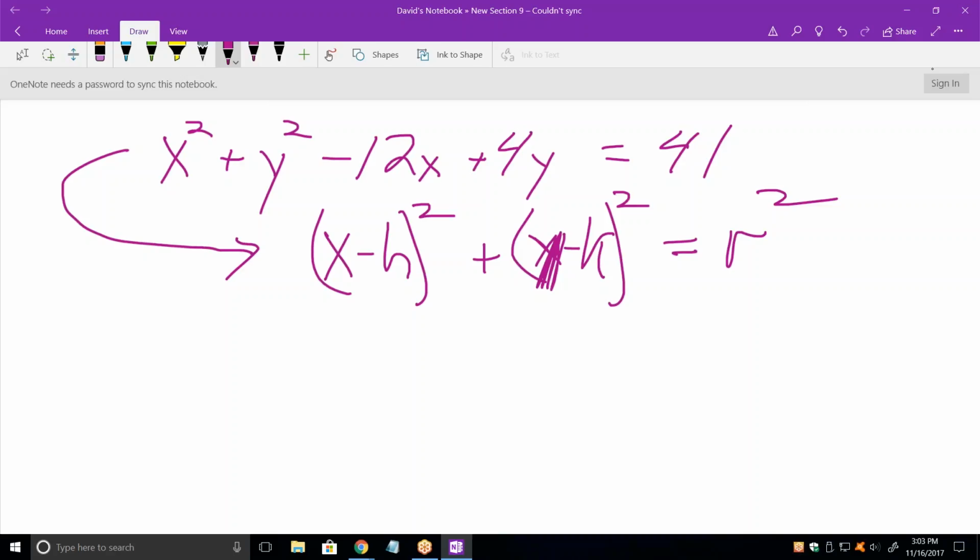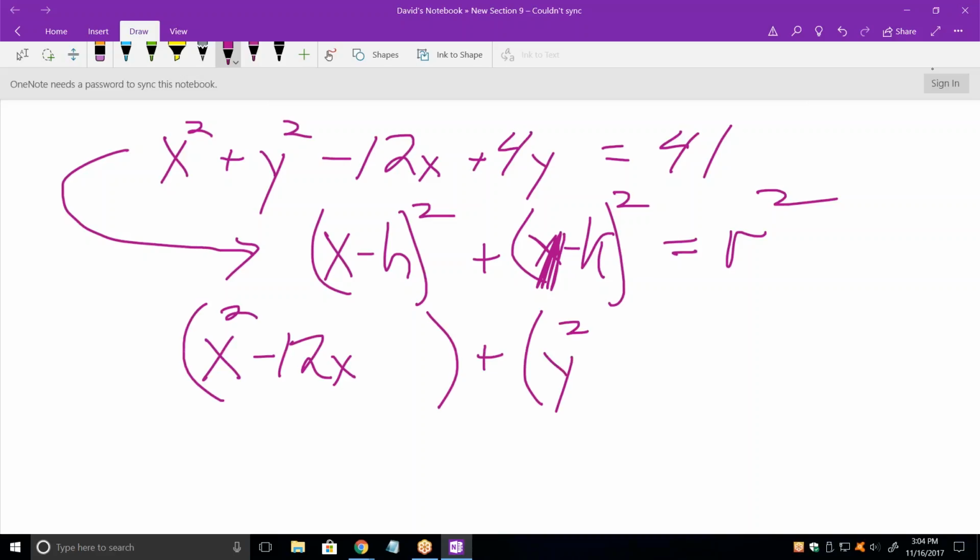Do we have to simplify the first equation now? We have to rearrange the first equation. In order to complete the square, I have to have the x terms together and the y terms together. So I'm going to start off by putting the x terms together. I'm going to put parentheses around it, and leave room to complete the square. And I'm going to do the same thing for the y terms. And that's equal to 41.